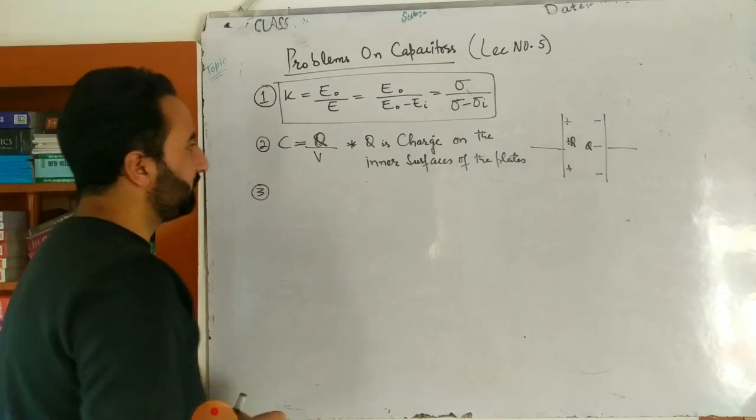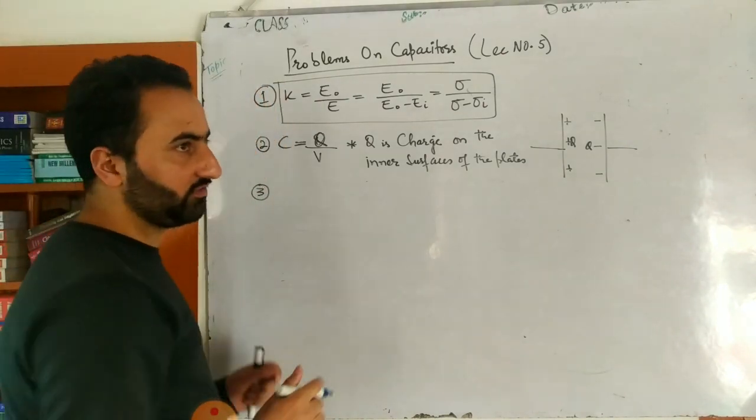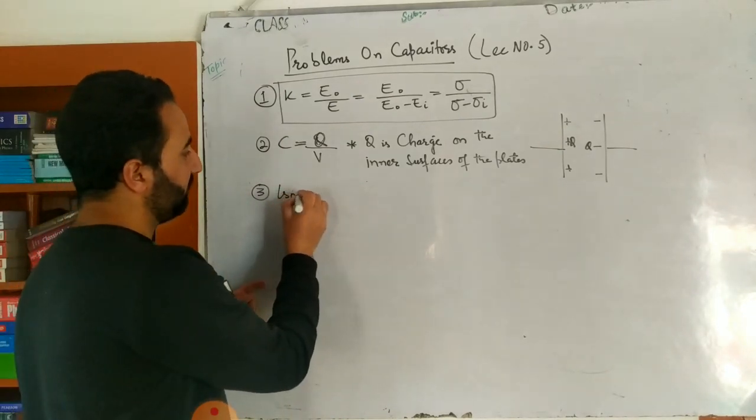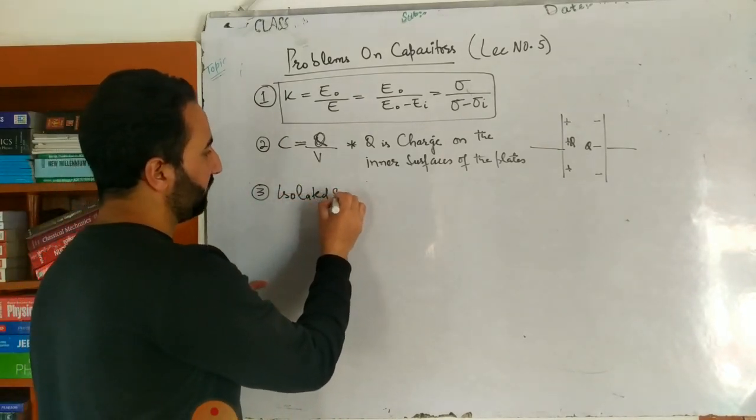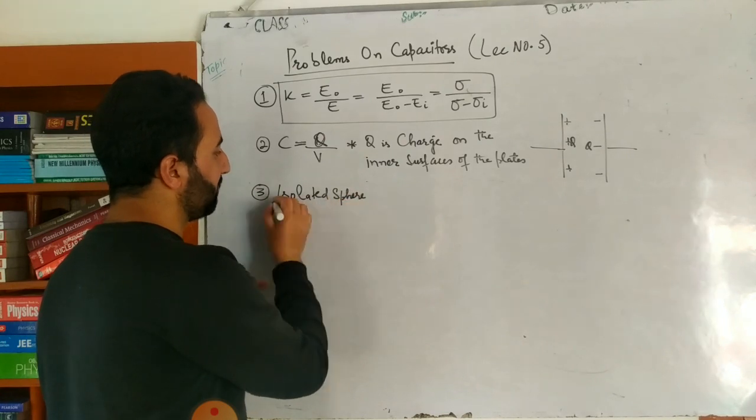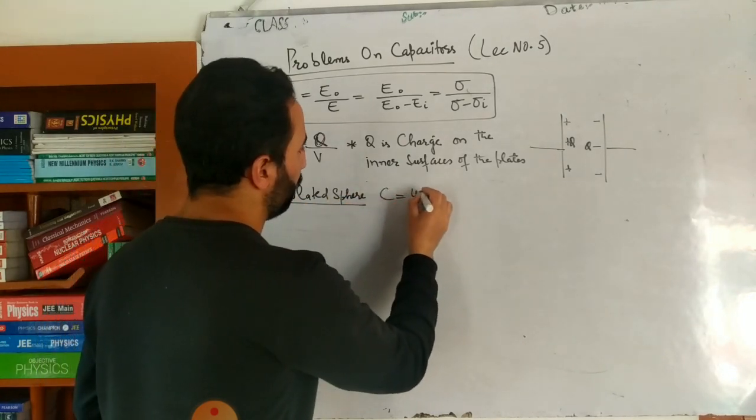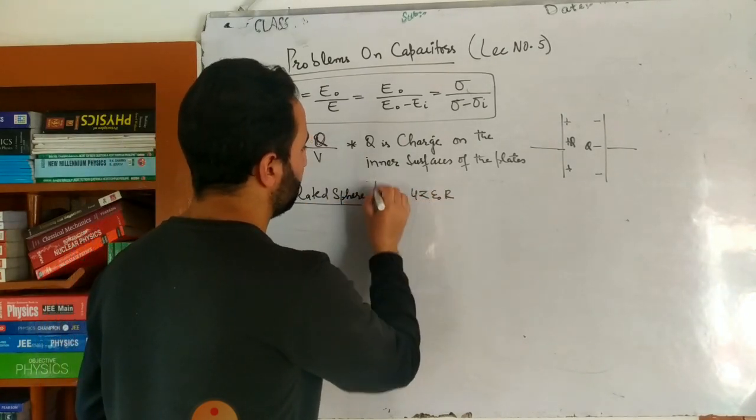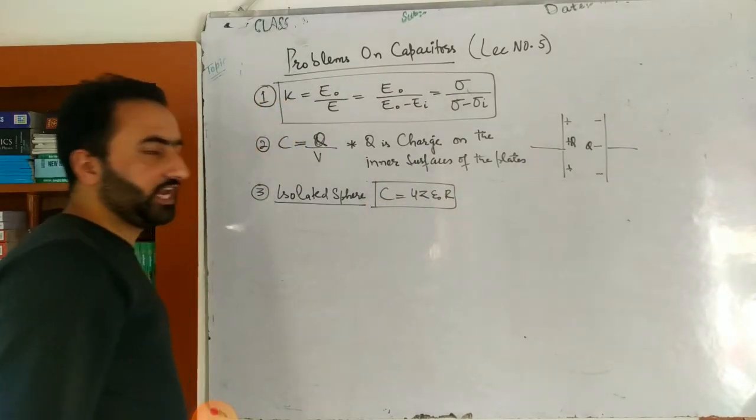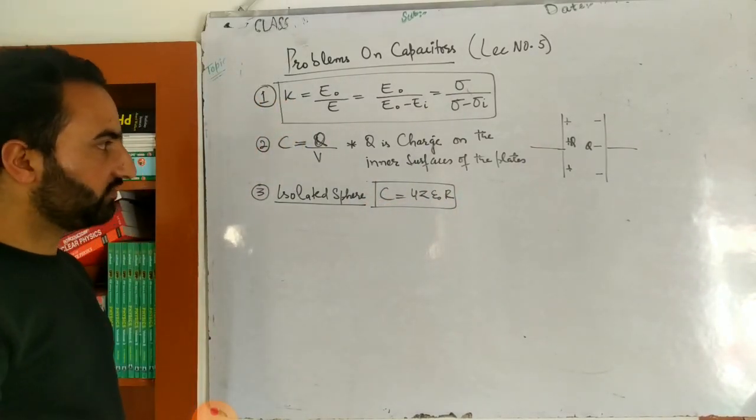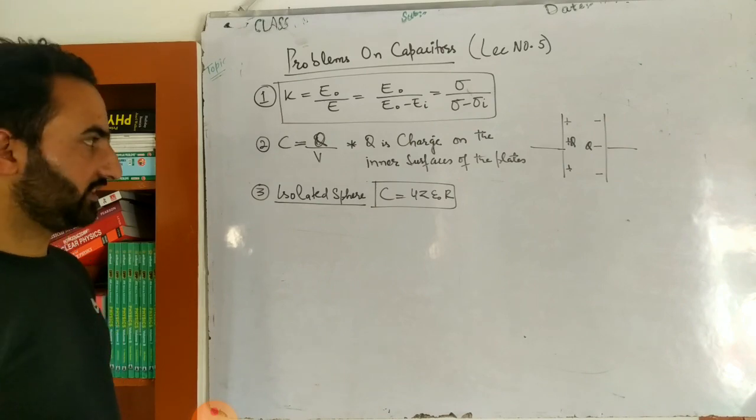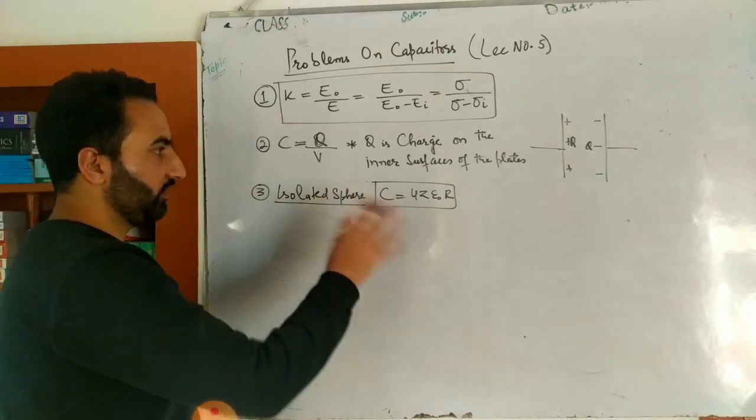Now, the capacitance of different capacitors. Number 1 is an isolated sphere. If you have an isolated sphere, what is its capacitance? Simply, it is equal to 4 pi epsilon 0 multiplied by R. We have already derived this equation, and we have used it to calculate the capacitance of the Earth, knowing its radius.